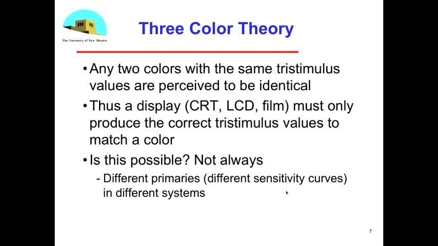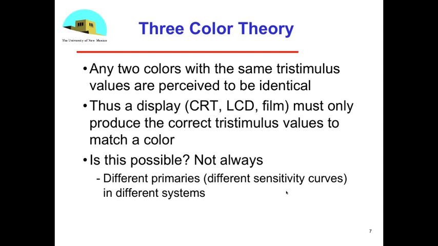So if you ask what you have to do to get the color you want on a display so that a human will perceive it correctly, you have to produce those three tristimulus values with whatever display technology you have. Well, the problem is you can't always do this. This idea would say you don't need the same primaries in your LCD panel or in your film, as long as they produce the same tristimulus values. But there are a bunch of reasons you can't do this in practice.